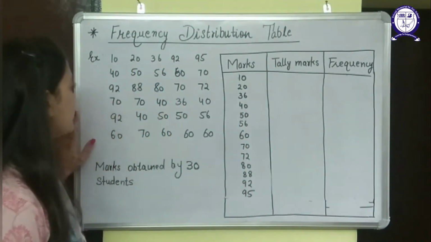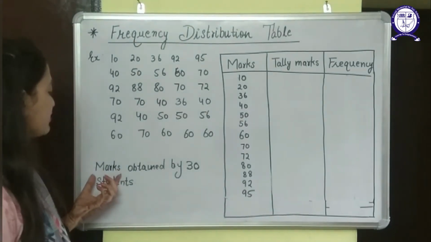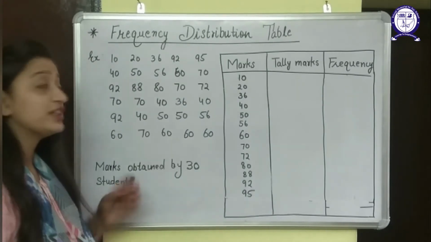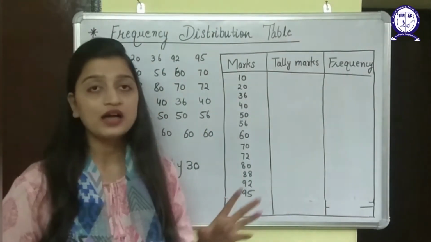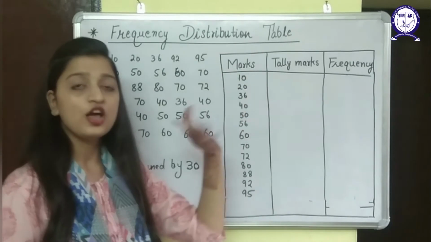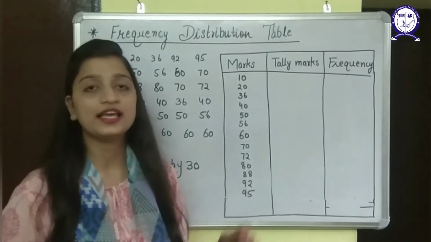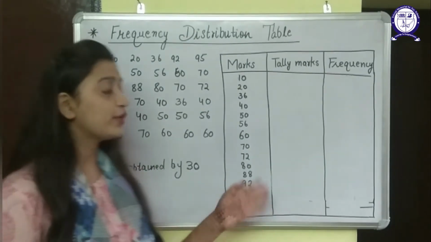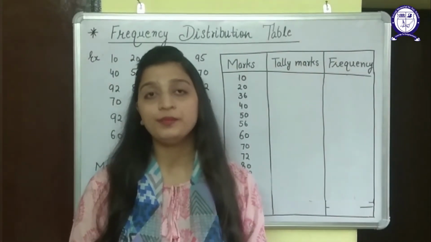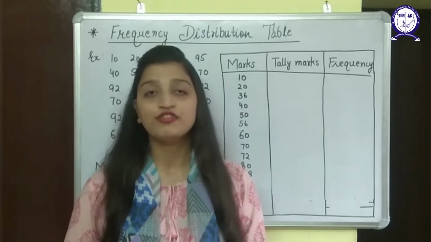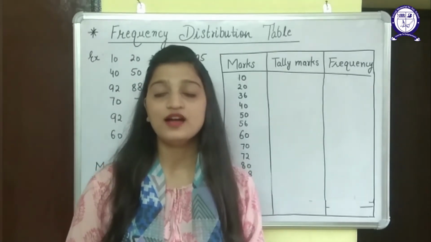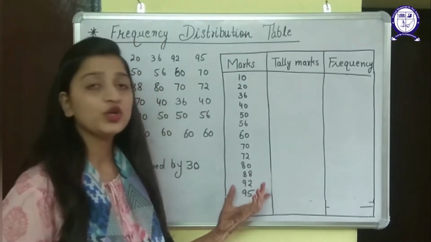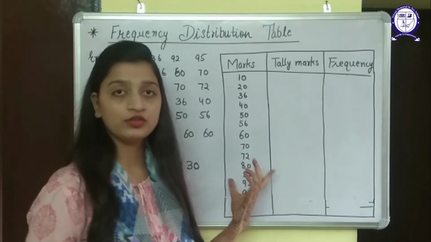For example, in this question, it is given that marks obtained by 30 students. So the data is related to marks, so the column will be of marks. Whatever the question says, the first column will always be of that thing. Now, a frequency distribution table can be made in two ways. The first one is for ungrouped data and the second one is for grouped data. First of all, I am doing this question in the ungrouped form.